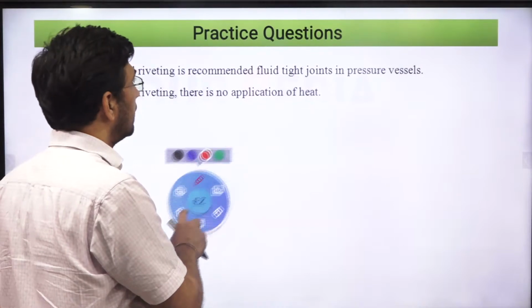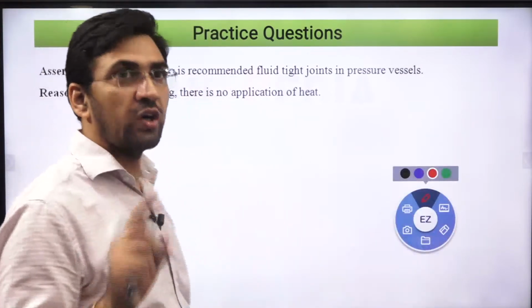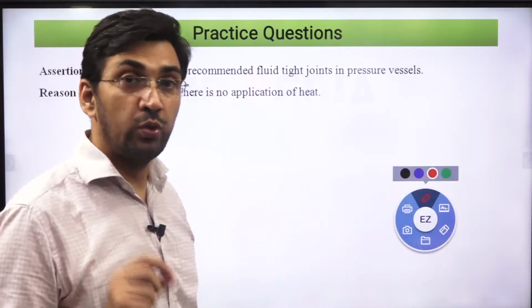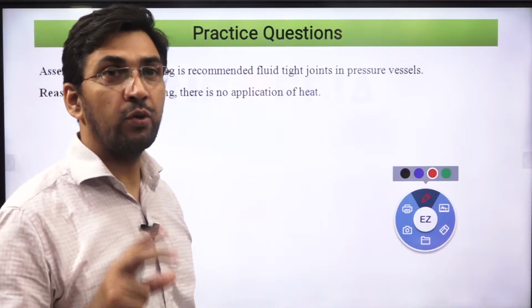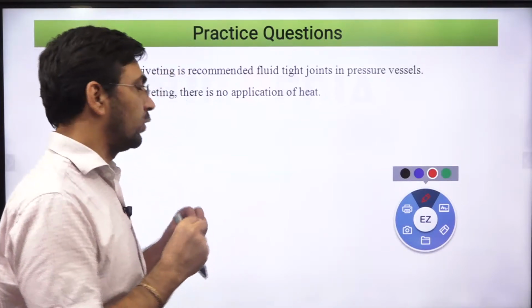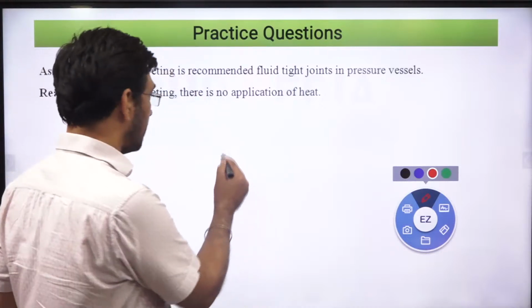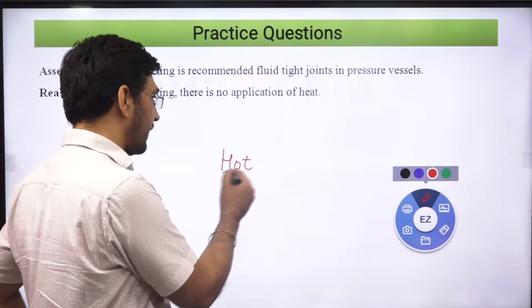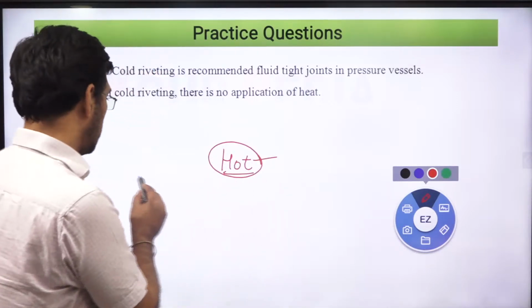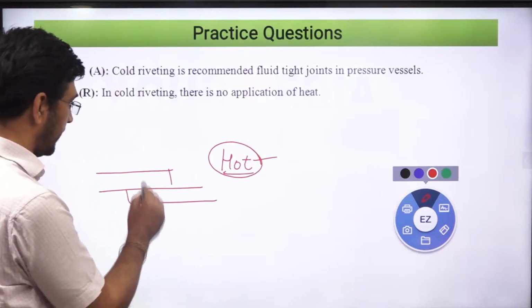See, cold riveting, we go for the hot riveting for fluid tight joints. Wherever you're going to have the fluid tight joints, वहां पर हम hot riveting करेंगे because pressure जो है वो ज्यादा पड़ेगा वहां पर, because tightening ज्यादा होगी because of cooling action. So we go for the hot riveting wherever we want to have a fluid tight joint. Let's say ये joint है riveting की.